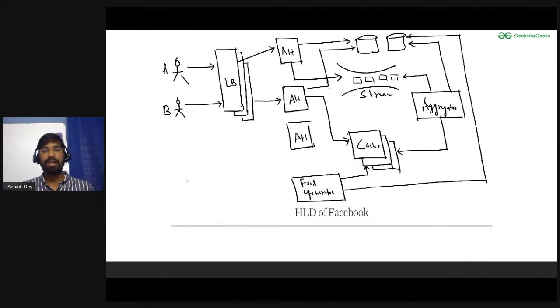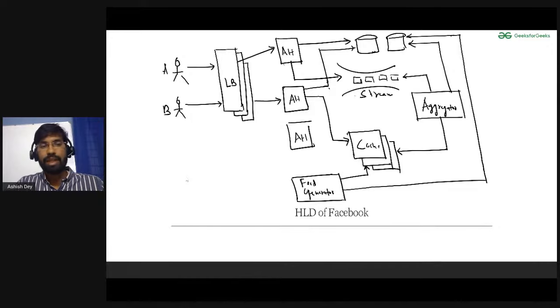Let's move and see how I'm actually using those components to build this Facebook design. Again, as I said, we should be starting very small. Our system is very small over here. Let's say there are only 2 users in Facebook. User A makes a post and user B just reads. We'll see if the system works for 2 users, then we'll try to scale. So this is the high level design.